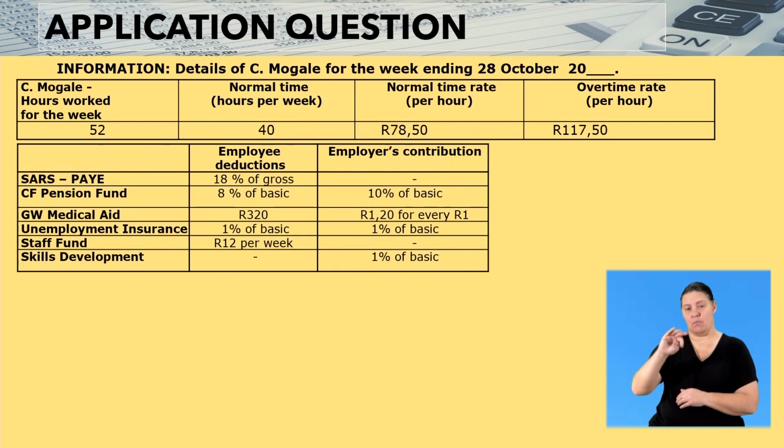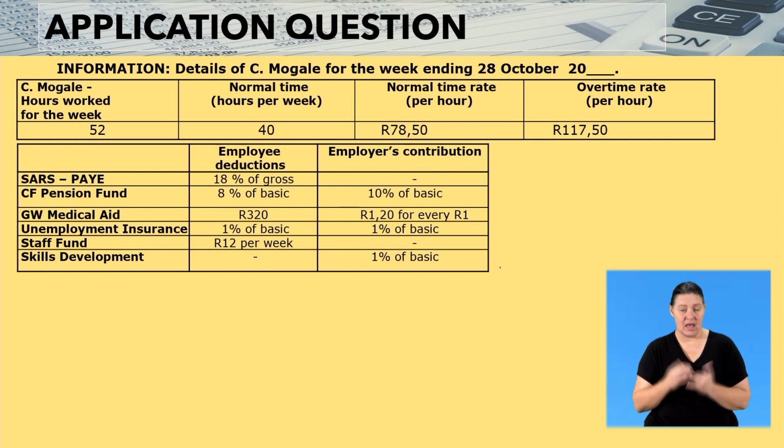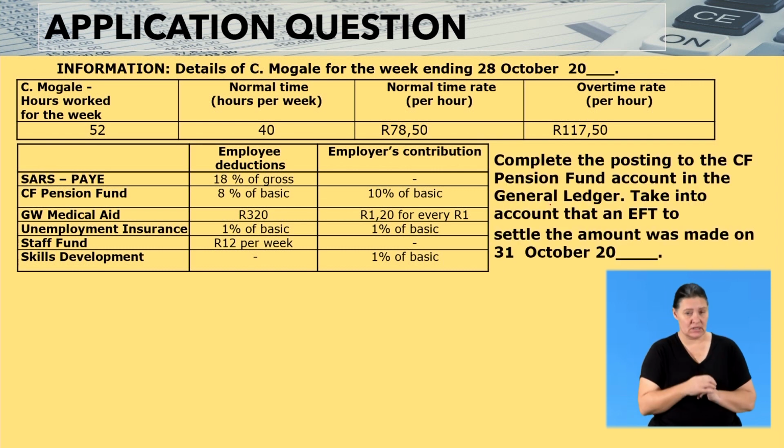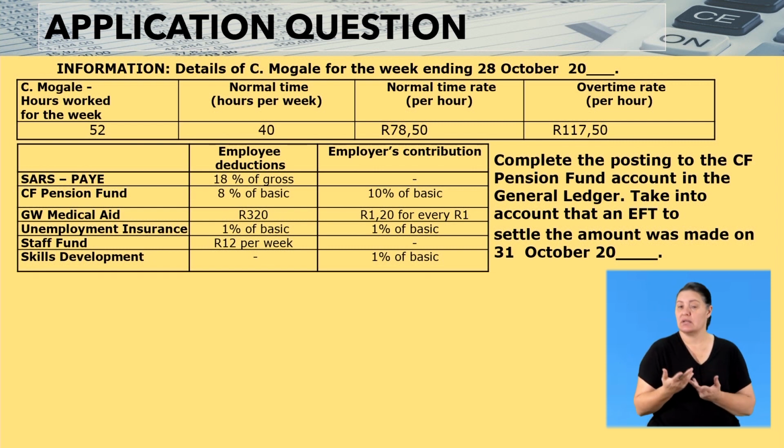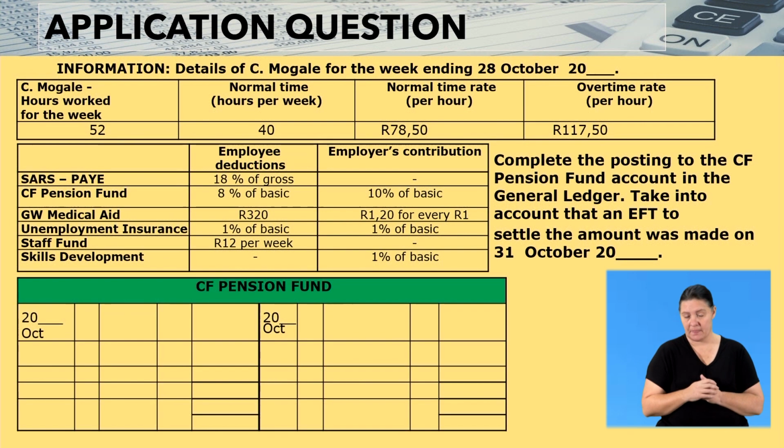Let us now look at the next question, which reads: complete the posting to the CF Pension Fund account in the general ledger. Take into account that an EFT to settle the amount was made on 31 October. Now, let's see what they want us to do. So this is the CF Pension Fund. So we have to record amounts in here.